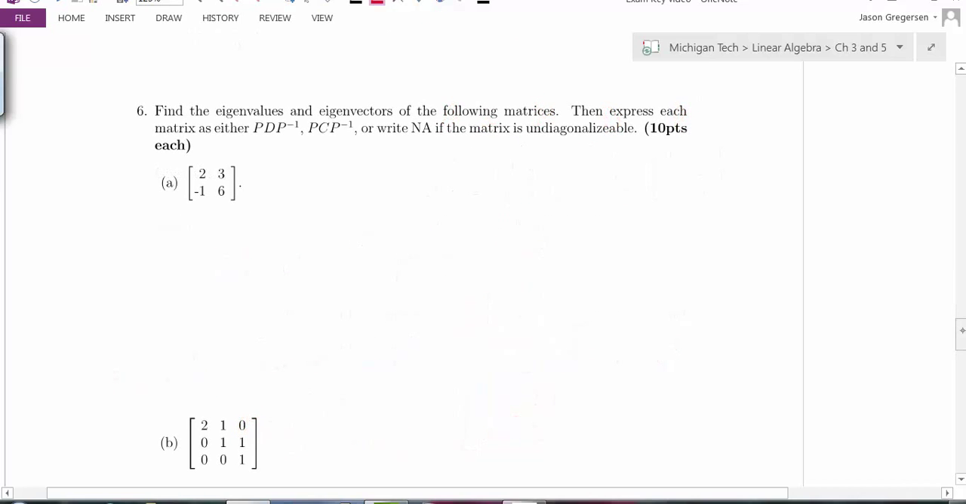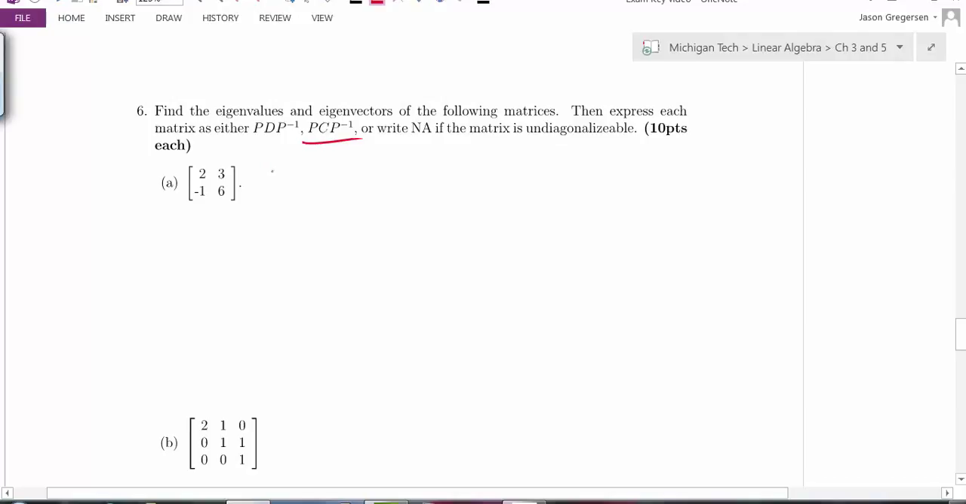All right, 6 is find the eigenvalues and eigenvectors of the following matrices, and then express them in a diagonalized form, or for complex values, P times C times P inverse. Or we can write NA if the matrix is undiagonalizable. All right, so let's look at the first one.